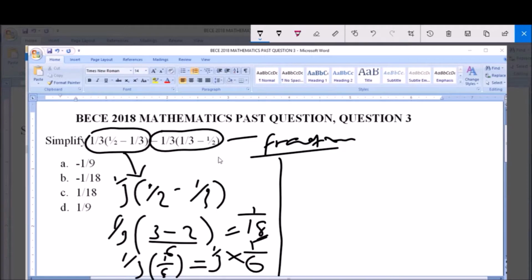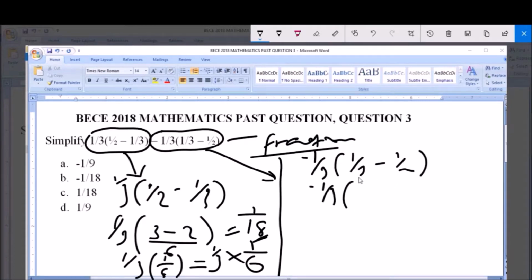Now let's go to the next part. This is the second part. The second part we have minus 1 all over 3 into brackets 1 over 3 minus 1 all over 2. Now let's open the brackets first of all. So we have minus 1 over 3 into brackets. Now the denominator for 3 and 2 is also 6. So we pick 6. 3 we go into 6 how many times? 2 times. 2 times 1 will give us 2. And 2 we go into 6, 3 times. 3 times 1 will give us 3. So we have 2 minus 3.